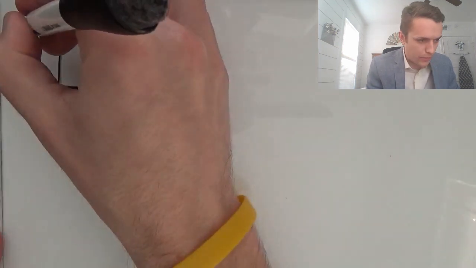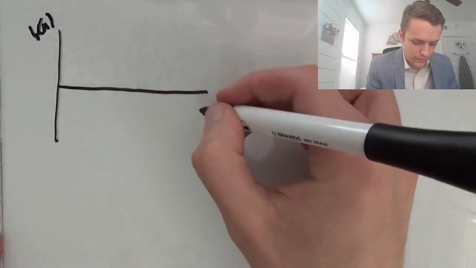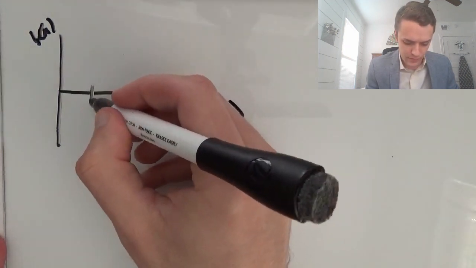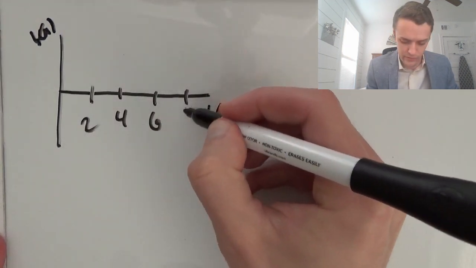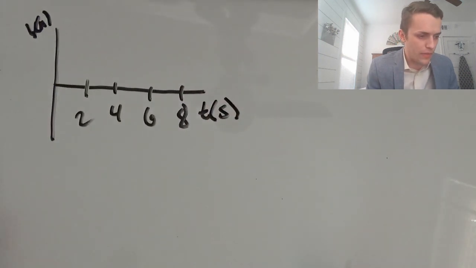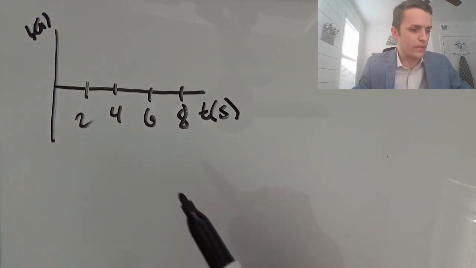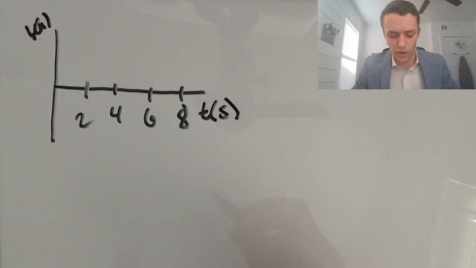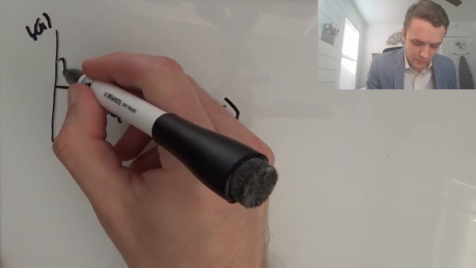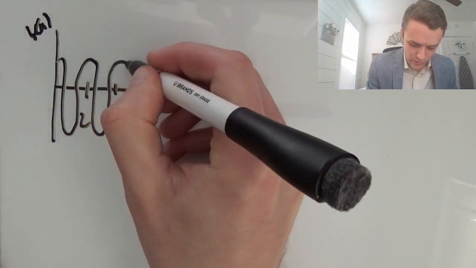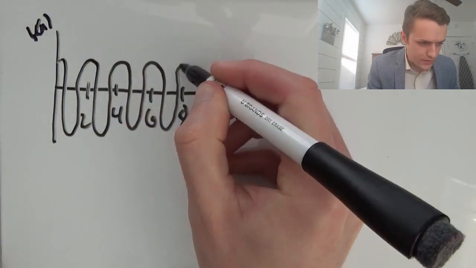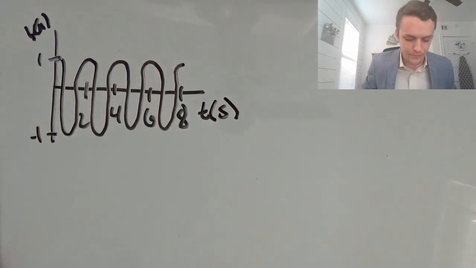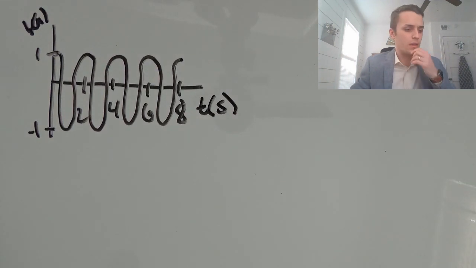I'm going to draw it a little small because there are 3 graphs that we have to draw. Time in seconds: 2, 4, 6, 8. And then it's a sinusoidal graph. We see that it's got a period of 2 seconds, right? Because it takes 2 seconds to do one oscillation. So your graph will look like this. That positive peak is at 1, and the negatives are at -1, oscillating between 1 and -1.